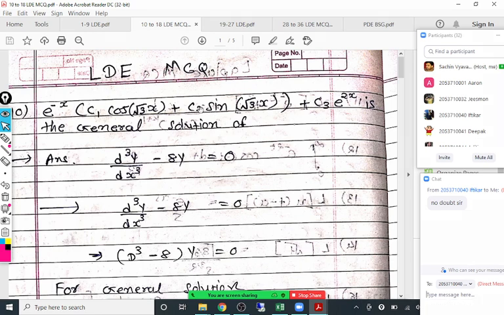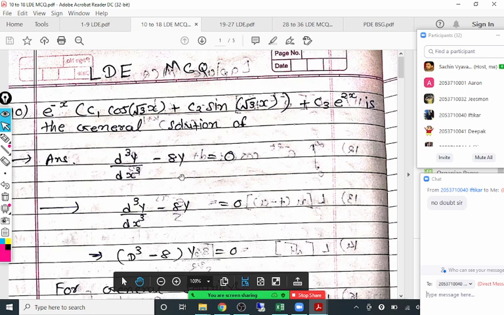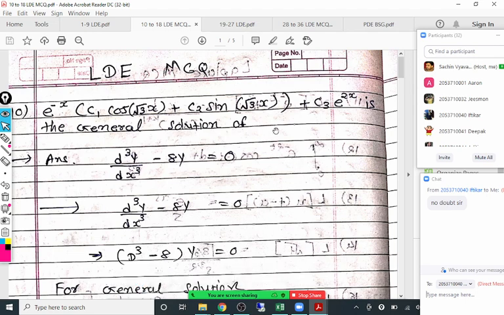First of all, there are 3 arbitrary constants, C1, C2, C3. So the differential equation should be of third order. All options are probably of third order. So yes, it is third order and one of the roots is 2. So D minus 2 is a factor. D minus 2 into, here you can take this as a factor, this is minus 1 ± √3 i.